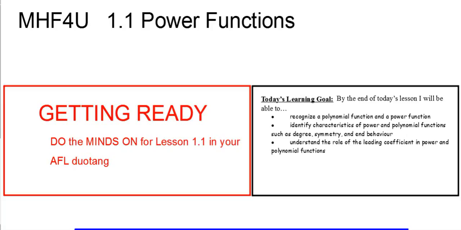So today we are going to be able to recognize the similarities and differences between polynomial functions and power functions. You're going to be able to identify some characteristics of each of those, such as degree, symmetry, and end behavior. And by the end of the lesson, you'll understand the role of the leading coefficient in power and polynomial functions.